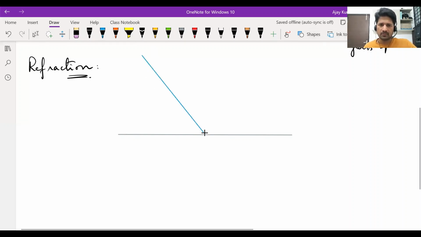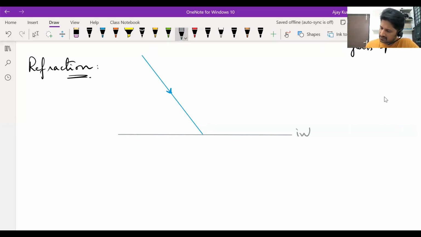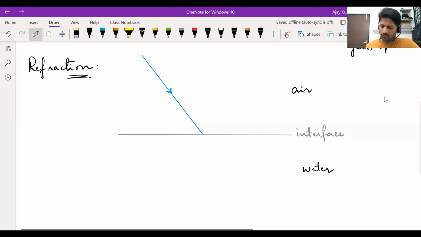Now, why exactly does refraction happen? You will learn in the next chapter. It's based on Huygens' principle, Huygens' wave theory. Let's say this is a ray of light incident on an interface. An interface is nothing but a common surface for two different media. Let's say the upper side of this interface is air and the lower side is water. Air and water are both media which allow light to pass through them.